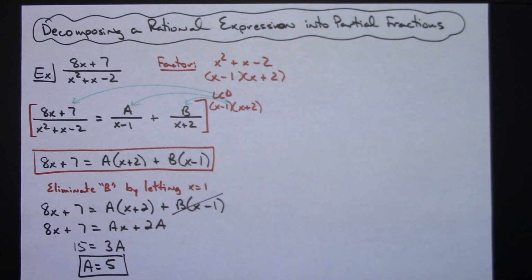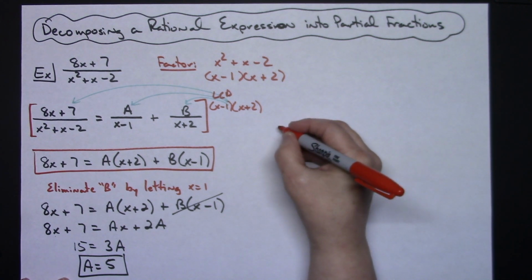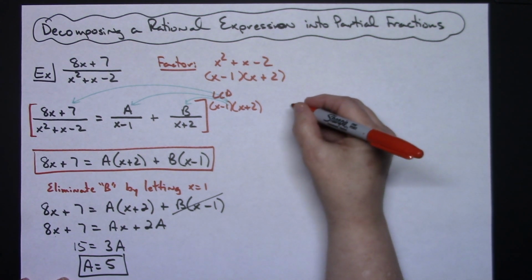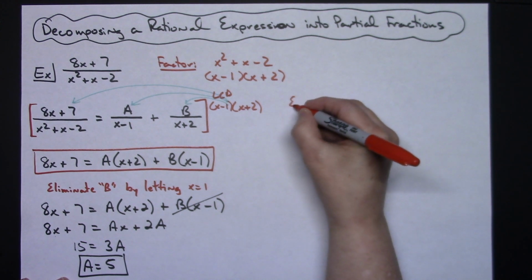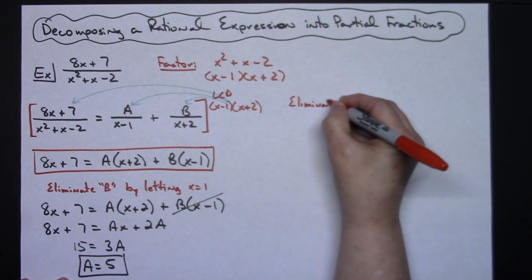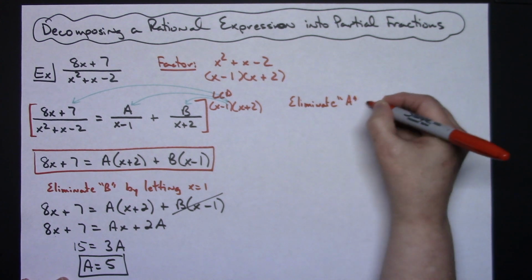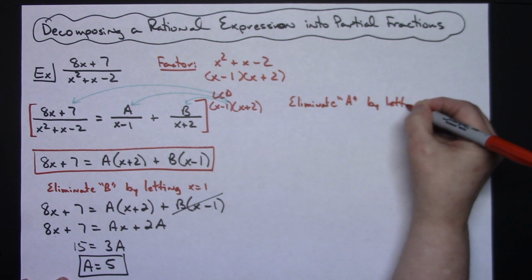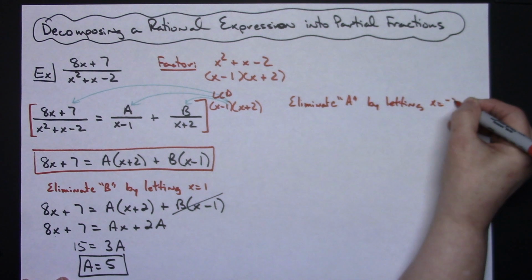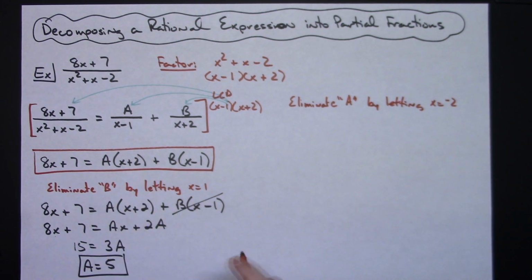Now we're going to do this again, but this time I want to eliminate my a term so that I can find b. When I eliminate my a term, x is going to have to be negative 2 to make this go to 0 and fall out. So coming up a little bit higher, actually all the way up here, so I want to have room to write the final thing. We're going to eliminate a by letting x equal negative 2. x equal negative 2 will make this term go away.